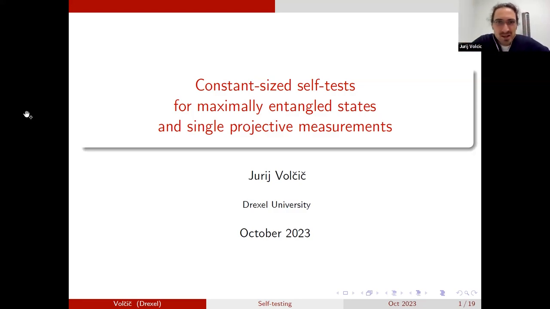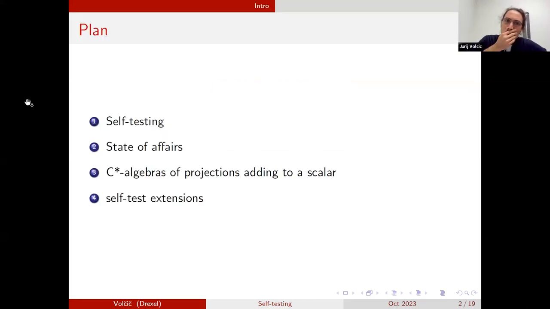But as the title says, I'll be talking about self-testing, and in particular about constant-sized self-tests, meaning that the number of inputs and outputs are going to be fixed for certain infinite families of quantum states and measurements. So I'll start with an introduction, which I'll keep as simple as possible. That's also for my benefit. And then maybe I'm going to focus a little bit more on three and four, what kind of math plays into the results that I'm going to be talking about.